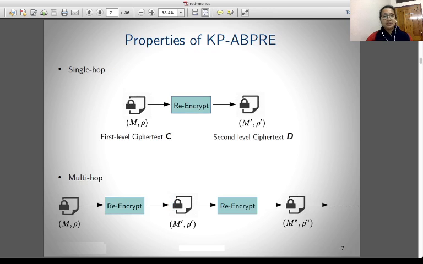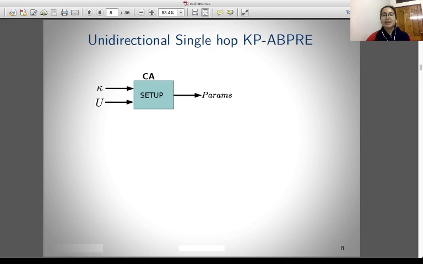Now again, based on the number of re-encryptions allowed, KP-ABPRE schemes are categorized into single hop and multi-hop schemes. In the single hop setting, a ciphertext can be re-encrypted only once. However, in the multi-hop setting, a ciphertext can be re-encrypted a polynomial number of times. So we will be talking about single hop unidirectional KP-ABPRE schemes in this paper. Here is the syntax of the unidirectional single hop KP-ABPRE schemes.